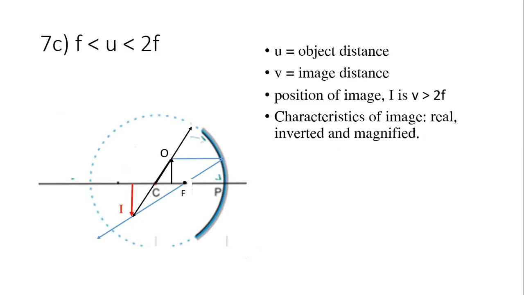Teacher, that means the second ray will always pass through C, right? The second one will always pass through C. Where the rays intersect, there is your image, real and inverted.